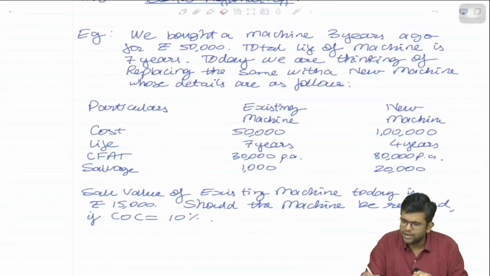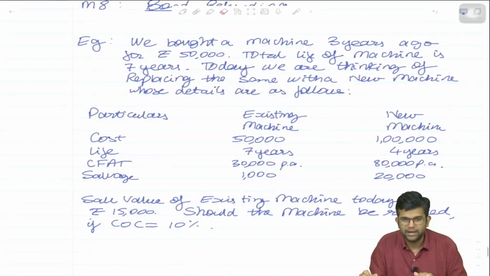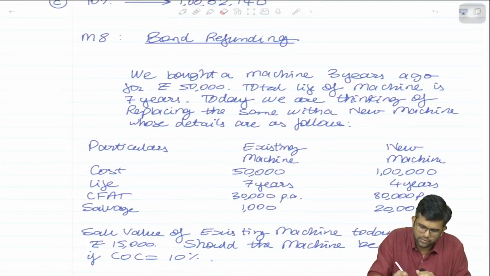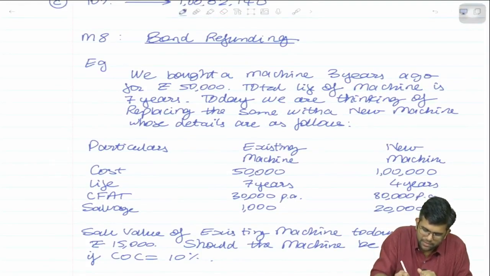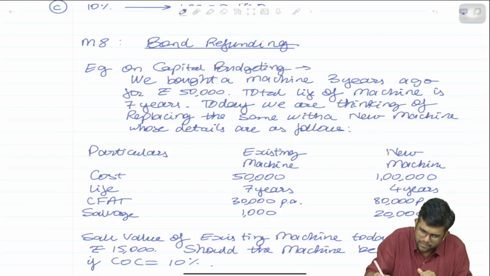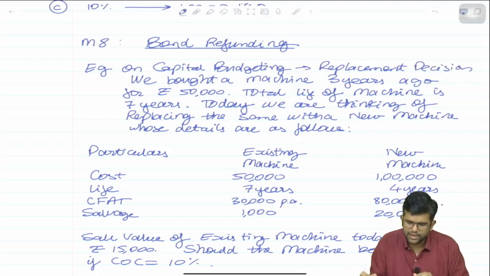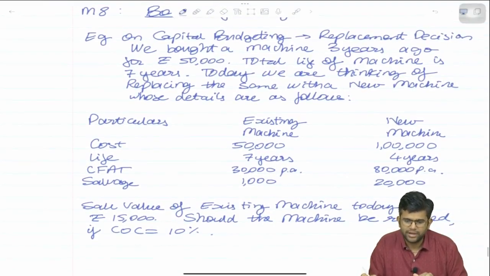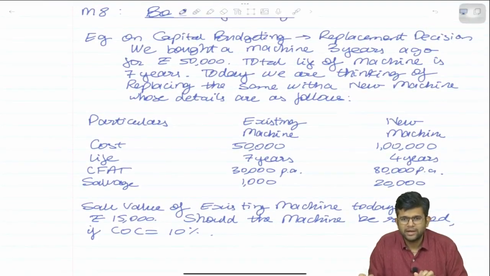We need not write this in the notebooks, but in case you want to, I'll write here: example on capital budgeting, replacement decision. Okay, example on capital budgeting replacement decision. If you want, you can take a screenshot and write it down in the notebooks later.